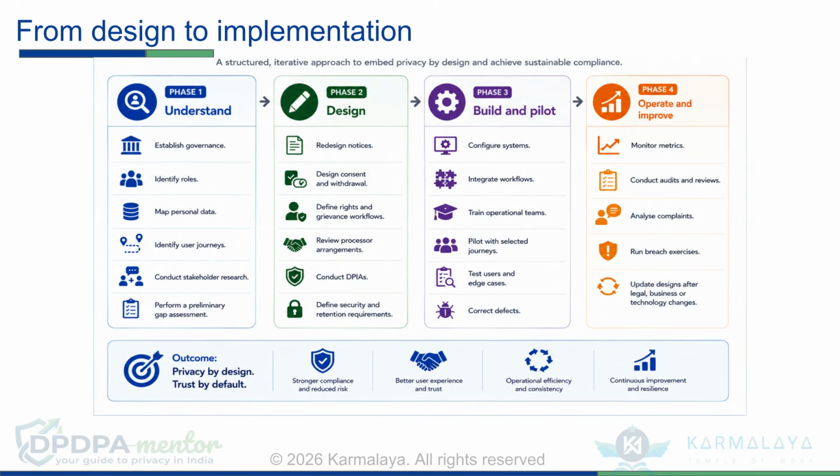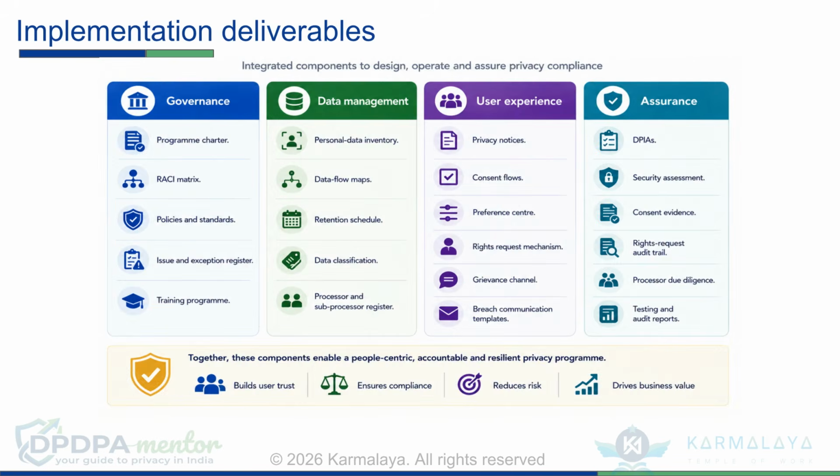The organization should monitor performance, review complaints, and periodically test the controls. The roadmap should be adapted to the organization's size, processing activities, risk profile, and role under the DPDP framework. A successful program produces tangible deliverables.